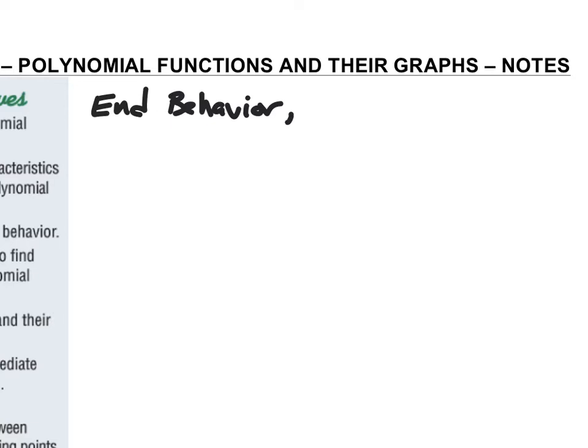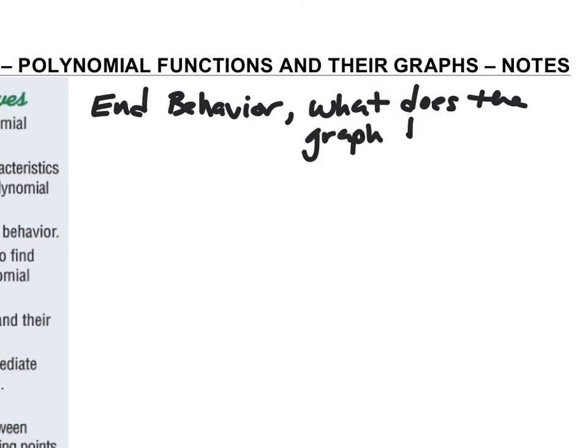What does the graph do when x goes to positive or negative infinity? All right, so we've got four options of end behavior if we're talking about polynomials, okay?